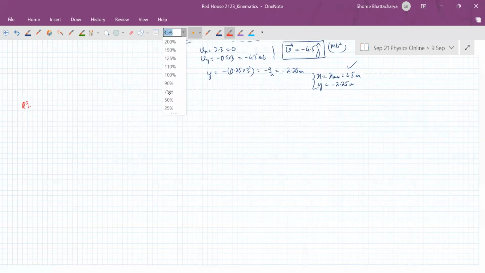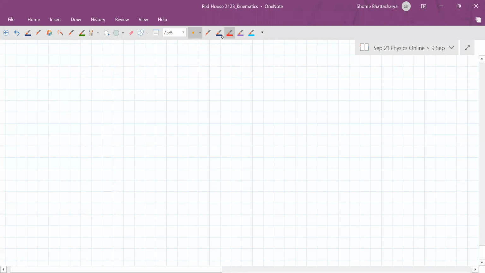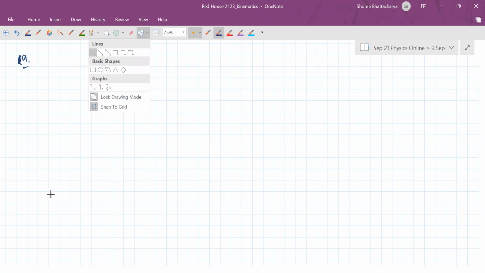Okay, now the 9th question is a projectile motion question, which is a bit calculation heavy in the sense that there is that angle of 26 degrees and we'll also have to make use of trigonometric tables or a calculator or whatever. But first, let's understand the question.